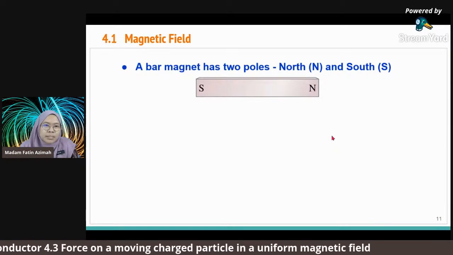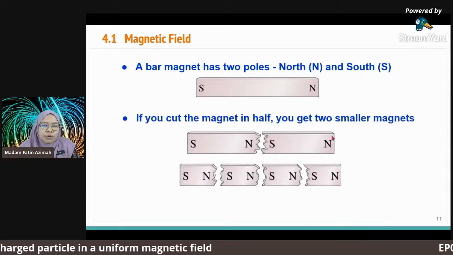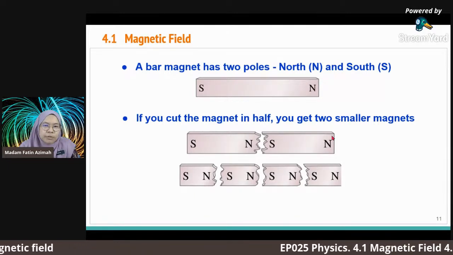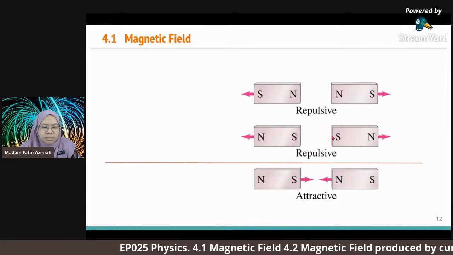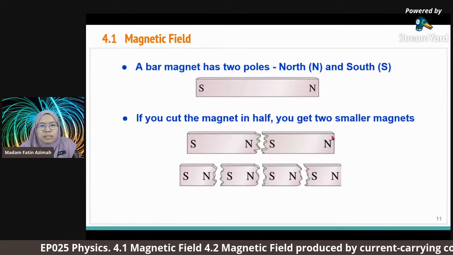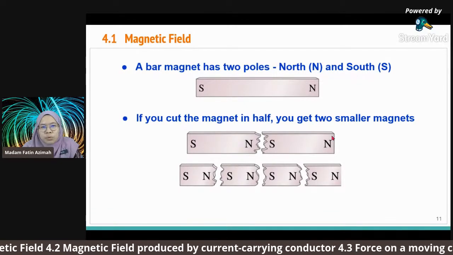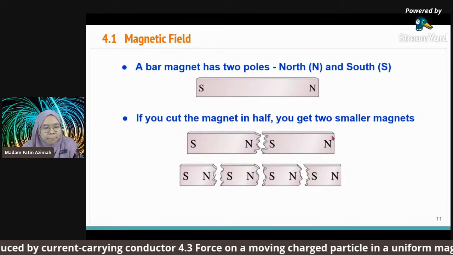Magnets basically have two poles, north and south. If you cut the magnet in half, you get two smaller magnets, and if you cut it more, you get more smaller magnets. No matter how small they are, there will always be a north and south pole on the magnet. It will never occur as a monopole.